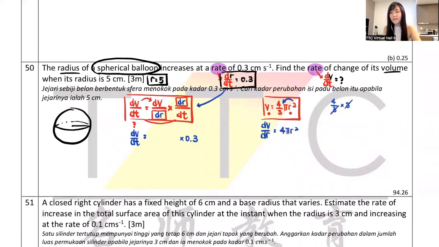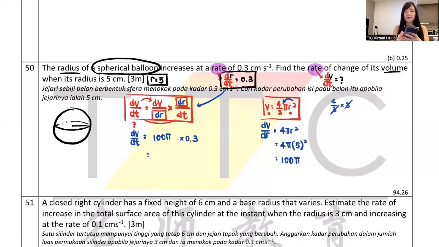Once we have that, we want to make it a number. How do we make it a number? We already know the R is 5. So we can substitute 5 inside. If I substitute 5 inside, do you guys get 100 pi for dV/dr? Is it 100 pi, people? Yes, thank you. So dV/dr is 100 pi, only I substitute inside.